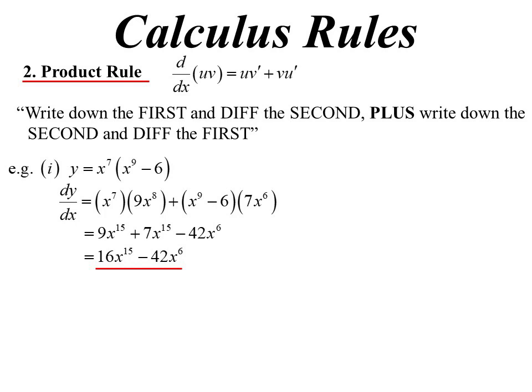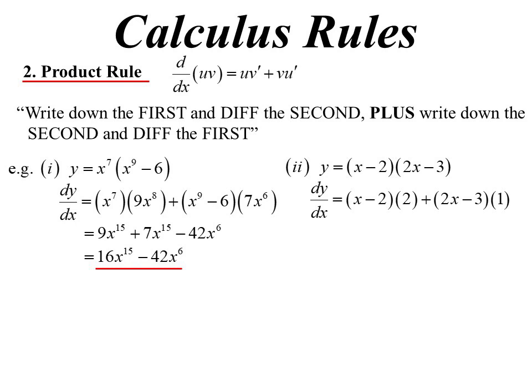Now the reality is, for something like that, it probably would have been quicker to expand the initial thing out and just differentiate that. Binomials, again, is it easier to expand it out first, then differentiate? Well, let's do it the other way. Let's see what happens. Write down the first, x minus 2. Diff the second, 2. Plus, write down the second, 2x minus 3. Diff the first, 1. You're still collecting like terms, 4x minus 7. Was it quicker? I suppose my expansions that I ended up with are easier than the first one, but I mean, it's not like that was a hard expansion.